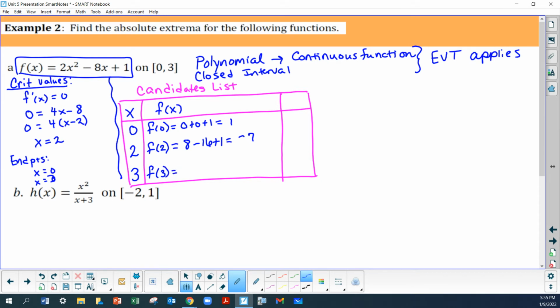And then finally we have f of 3. 3 squared is 9. That'll be an 18 minus a 24 plus 1. That would be a negative 24 plus a 19. Sounds like a negative 5. So let's evaluate our extrema. And I can say without a doubt that this is my absolute min, and this is my absolute max.